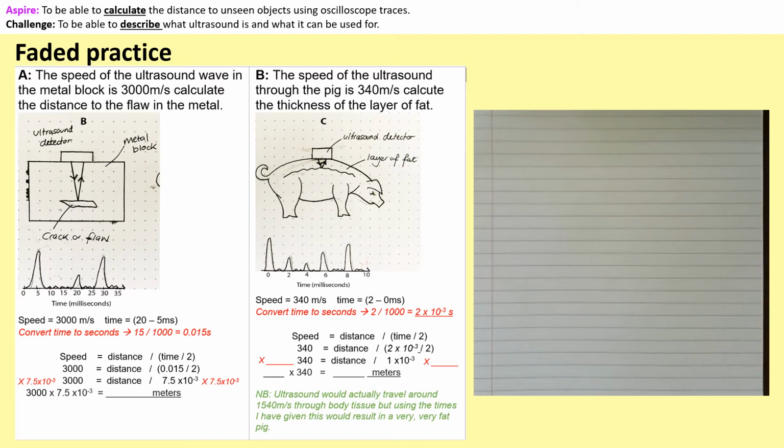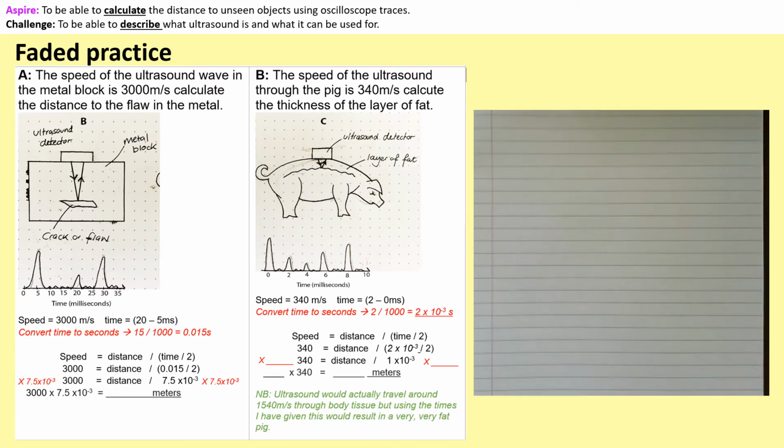So how it's going to work is I'm going to click a video now that I've pre-recorded showing you how to use faded practice. I want you to work at the same time as the video, writing down exactly what's in the video, exactly as it's set out on the video.